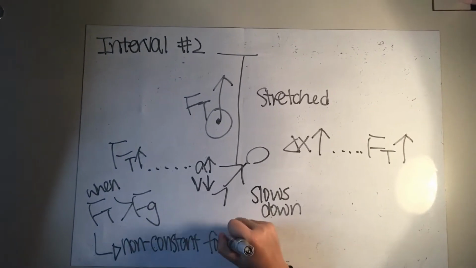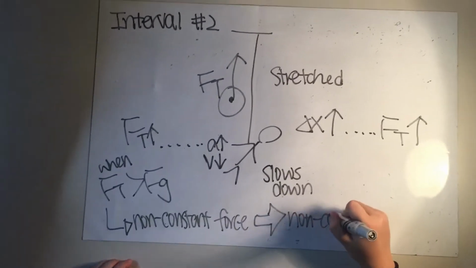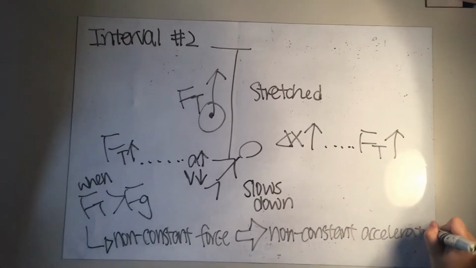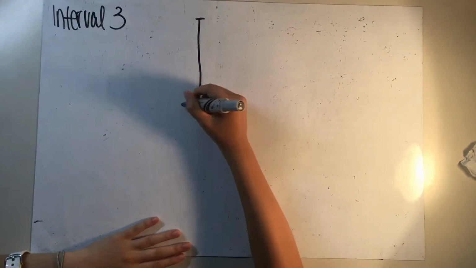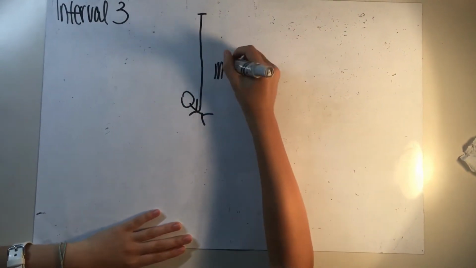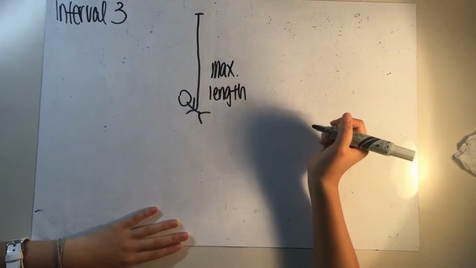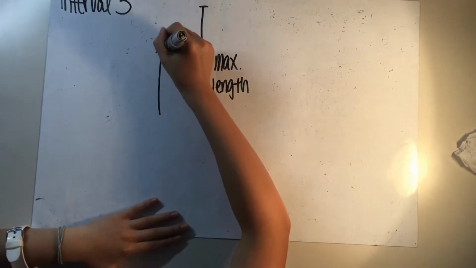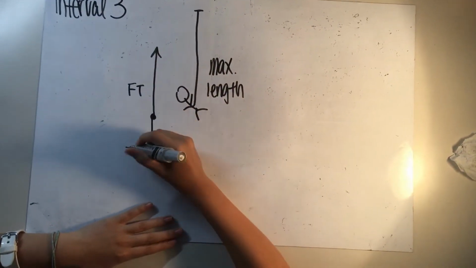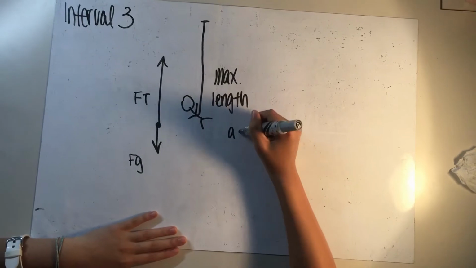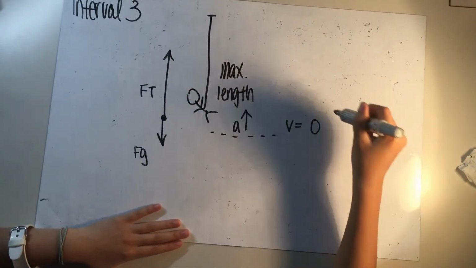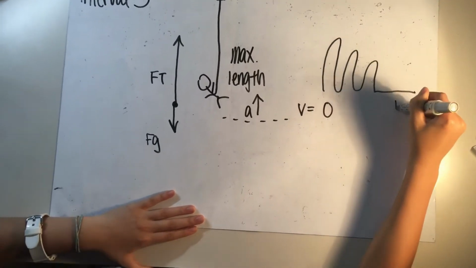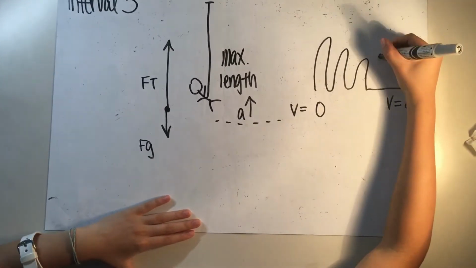When the force of tension becomes greater than the force of gravity, there is a non-constant force, which causes a non-constant acceleration. In the third interval, the bungee cord stretches to its maximum length. The strong force of tension that has become greater than the force of gravity causes an upward acceleration for the jumper. But before the jumper is pulled up, the jumper's velocity is 0. The jumper then oscillates or swings up and down until it reaches a stop.